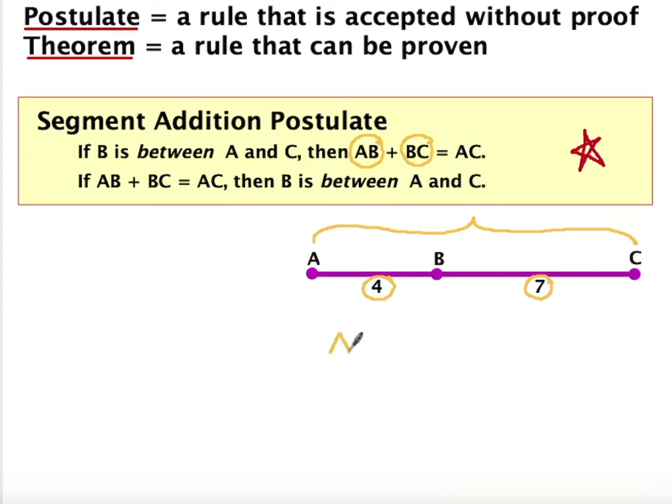So if we said that AB plus BC equals AC. We already know that AB measures 4 units from this picture and BC measures 7 units from this picture. Kind of obvious, do you think? That 11 would be the length of AC. Again, that seems kind of obvious, but when we're building our system of logic, we have to put a name to everything. So that's the one we're going to call segment addition postulate. Say it out loud. Segment addition postulate.